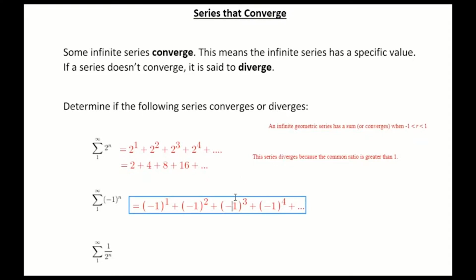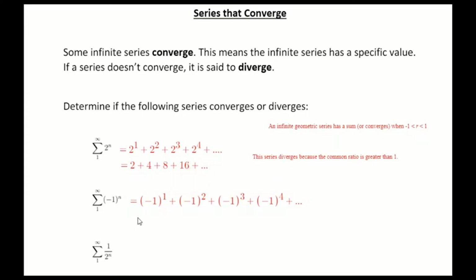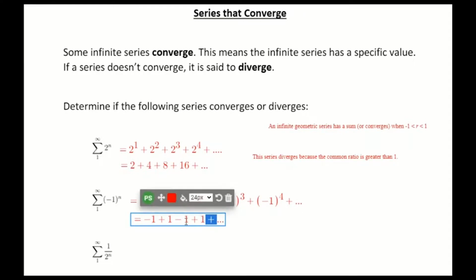What's interesting about this particular sequence is that it does not go to infinity or negative infinity. Watch what happens. -1 to the first power is -1. -1 squared is +1. -1 cubed is -1, and -1 to the fourth is +1. So you have this alternating sign here. We could try to group these terms to figure out what the series might converge to. But -1 + 1 is 0, -1 + 1 is 0.